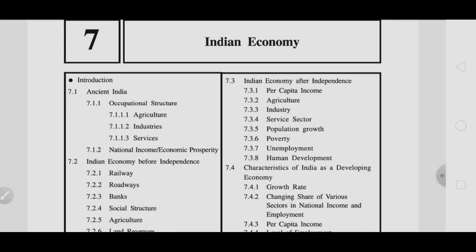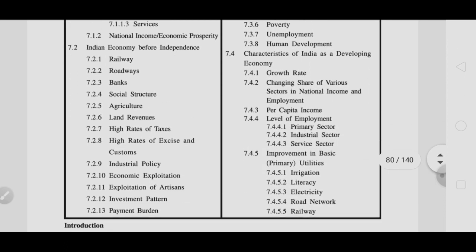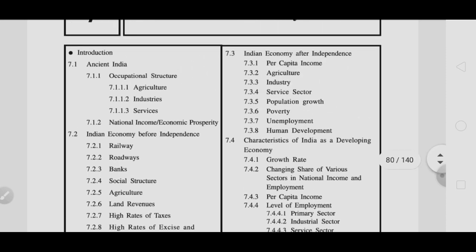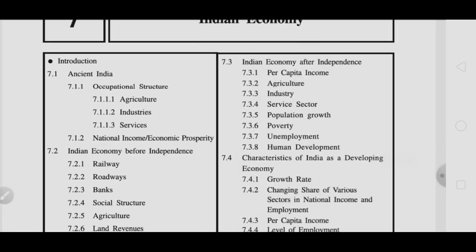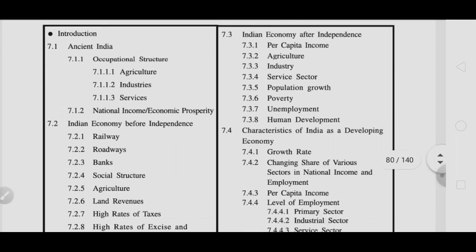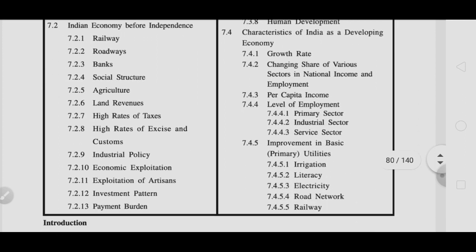Then we will move forward to the Indian economy before independence, that is, during the British rule, the condition and position of railways, roadways, banks, social structure, agriculture and everything. Then, in the third point, we are going to discuss the Indian economy after independence, in which we will discuss all the aspects, that is, per capita income, agriculture, industry, service sector, population, poverty, unemployment and human development. And lastly, we will discuss the characteristics that make the Indian economy a developing economy.